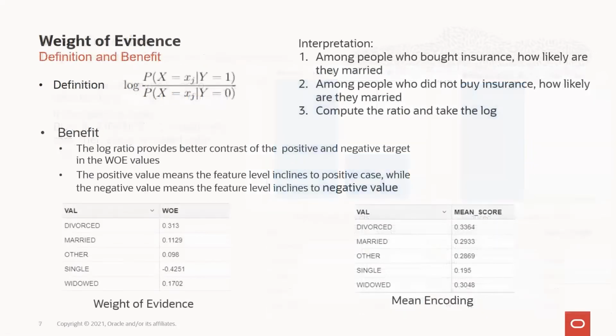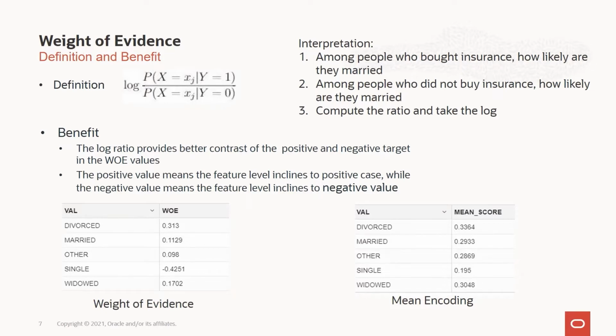So we keep asking, are there other better encoding schemes? Today we probably will focus most of our time on explaining the idea of using weight of evidence. It's not a new idea. A lot of people are using it, especially credit score model analysts. They're using that quite often.